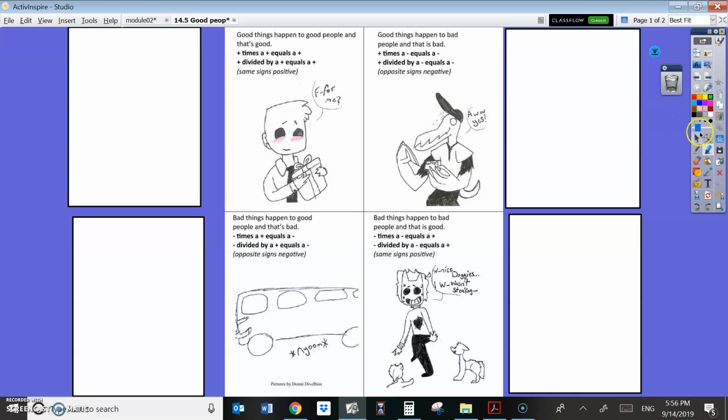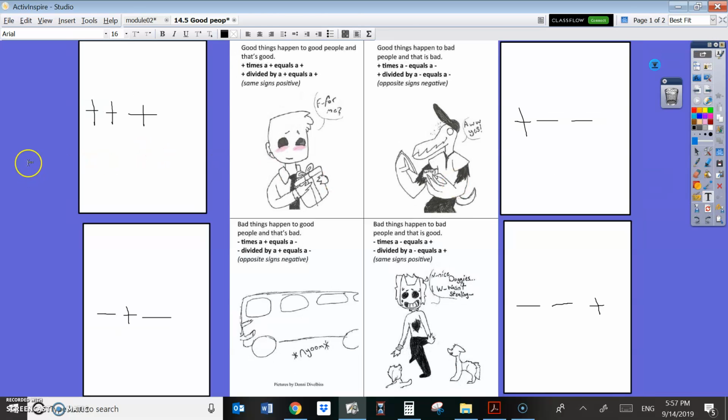So, in review, positive times a positive is a positive. Positive times a negative is a negative. Negative times a positive is a negative. And a negative times a negative is a positive. This is for multiplication and division only. Multiplication and division rules.